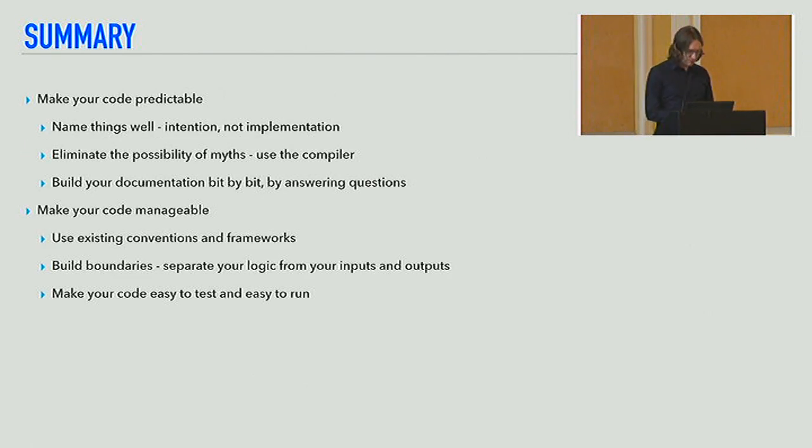So, in summary, make your code predictable by naming things well, using the intention and not the implementation. Eliminate the possibility of myths using basic compiler and built-in language functions. Build your documentation bit by bit by answering questions. And make your code manageable. Use existing conventions and frameworks. Build boundaries, separating your logic from your inputs and outputs. And make your code not just easy to test, but easy to run as well.